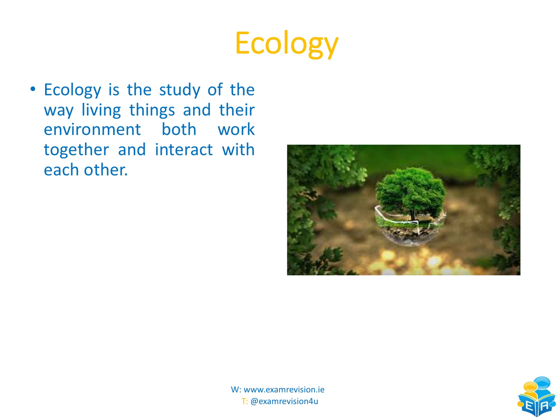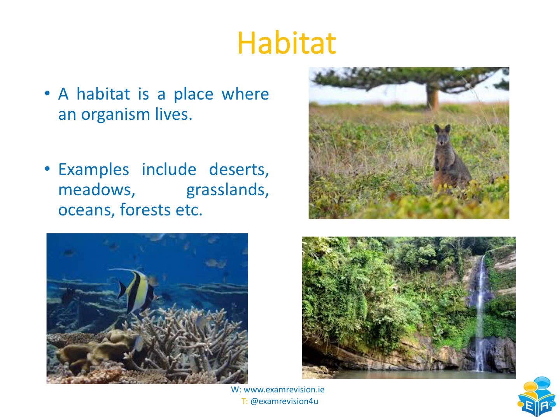Now, the first thing we're going to look at is a definition of what ecology actually is. Ecology is the study of the way living things and their environment both work together and interact with each other. So when we look at living things, we're going to be looking at our plants and our animals, seeing how they work together and how they interact with each other, and it's all of those interactions that give us the definition of ecology.